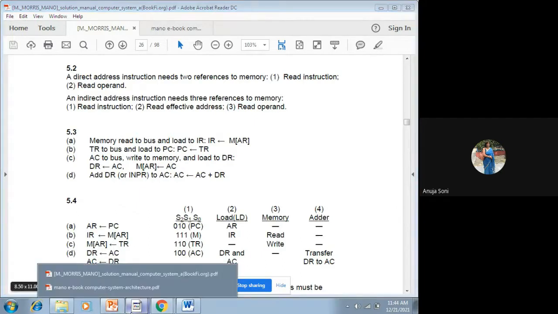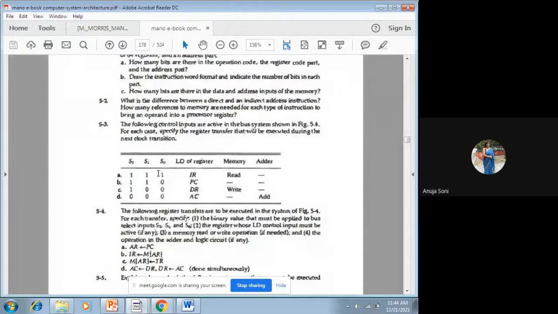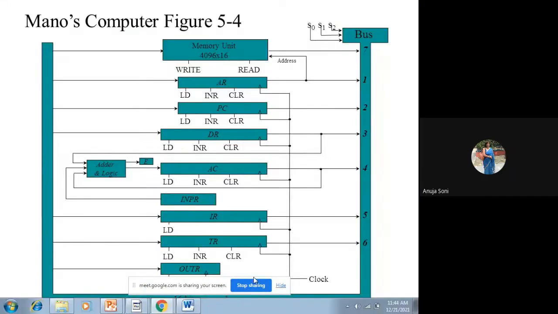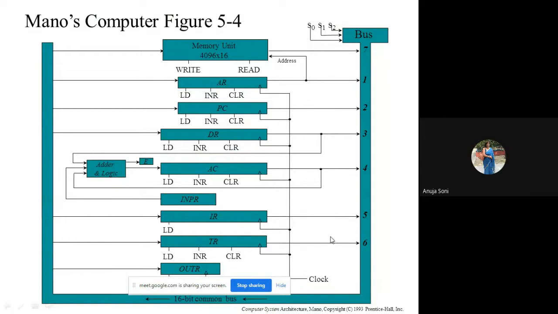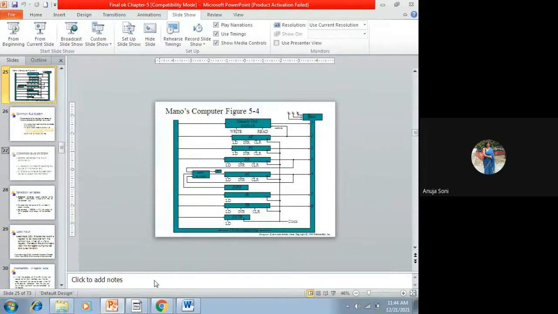Now I would like to come to the next part. It says S0, S1, S2 is a similar kind, it will be 110, which is 6, where 6 is written. You can go to the diagram. You need to memorize all these values written against the common bus system. So 6 is written in front of the TR register. Data will be read from TR, and where will it ultimately be transferred?